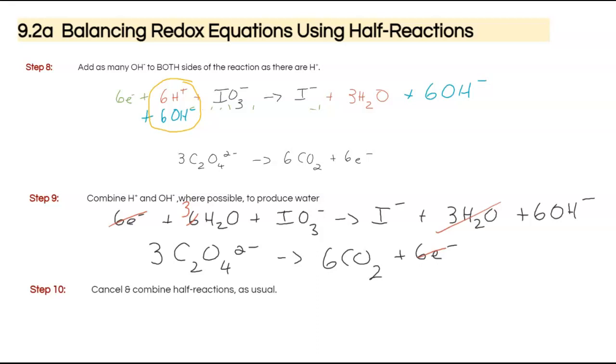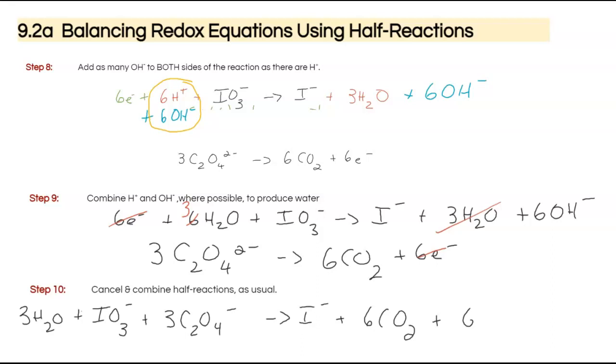All right, so I'm going to write out my combined reaction here, which should be 3 waters plus iodate plus 3 oxalates reacting to make iodide plus 6 carbon dioxides plus 6 hydroxides. There we go. And so there we have it, folks. That is how you balance a redox reaction in basic conditions, just a couple of extra steps.